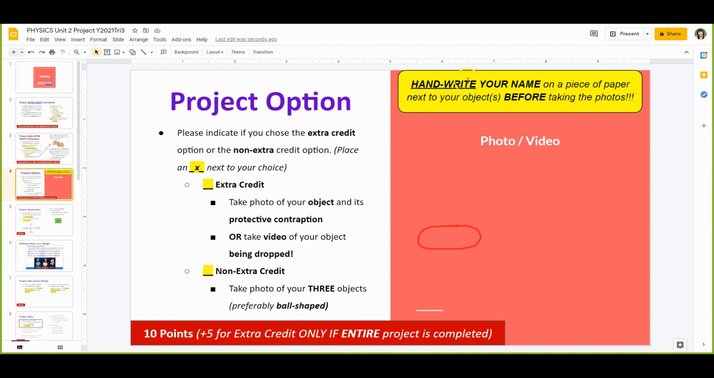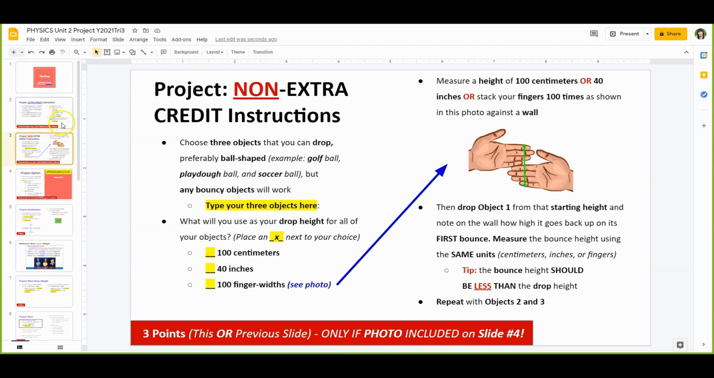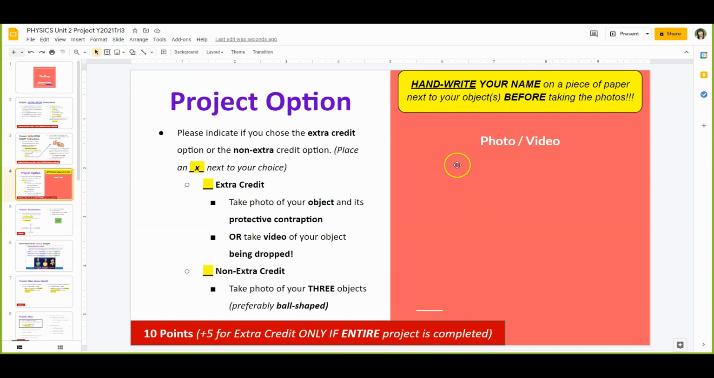Once you have answered some of these, you'll get 3 points just for answering either this slide or this slide, depending on which one you choose. Don't choose both, just choose one. But you only get points on this if you include your actual photo on slide 4. So you only get points for slides 2 or 3 and 4 if you include your photo. You will indicate if you chose the extra credit option or the non-extra credit option, just to make sure things are consistent. And then you need to take a photo of it.